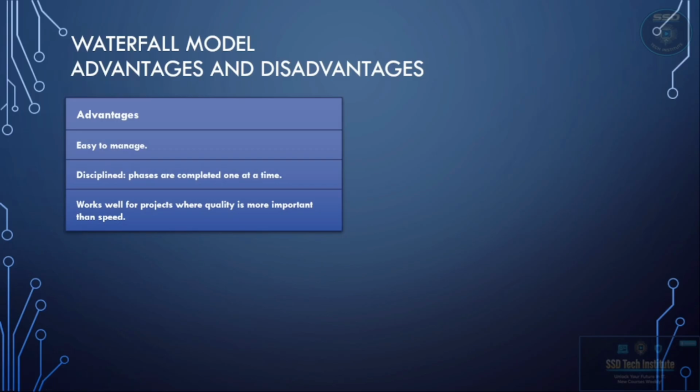So, advantages of the waterfall model. Because it is rigid and has specific milestones for each phase, it is disciplined. The phases are completed one at a time, ensuring a clear structure. The third is clear goals. It is the best for projects where quality is more important than speed.